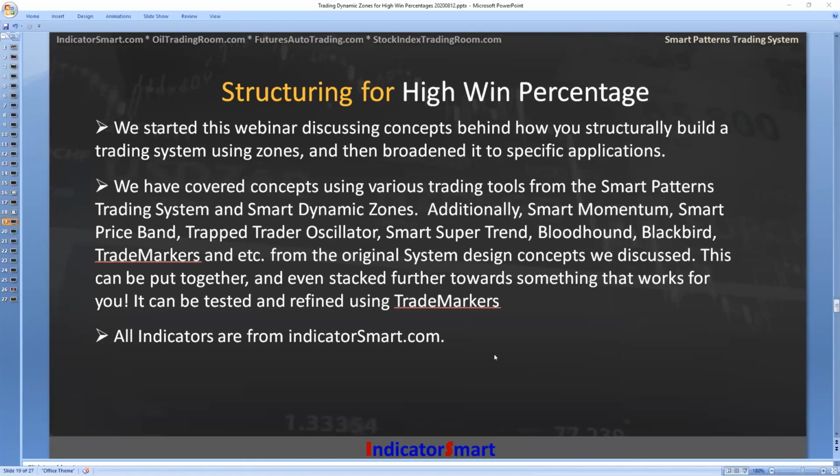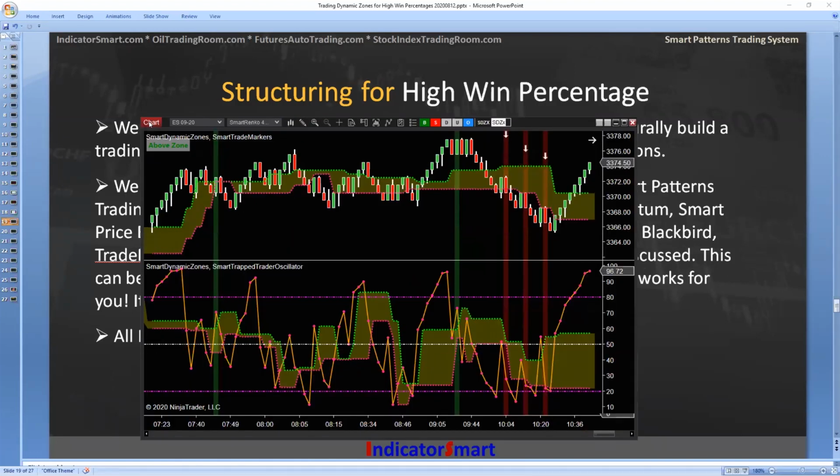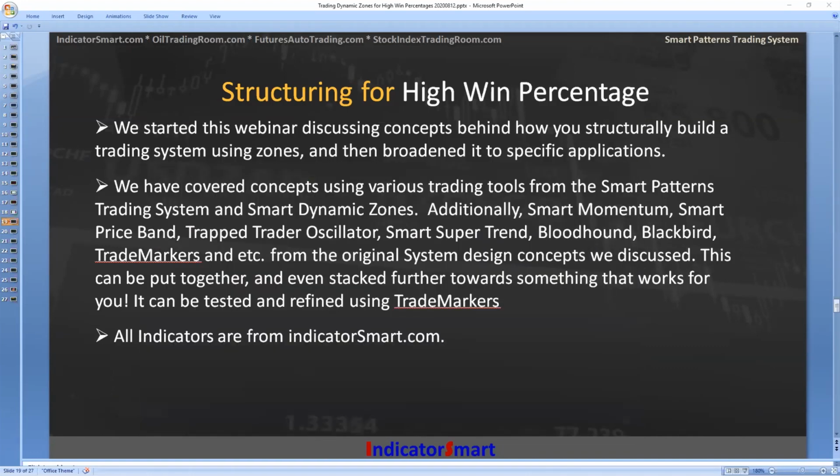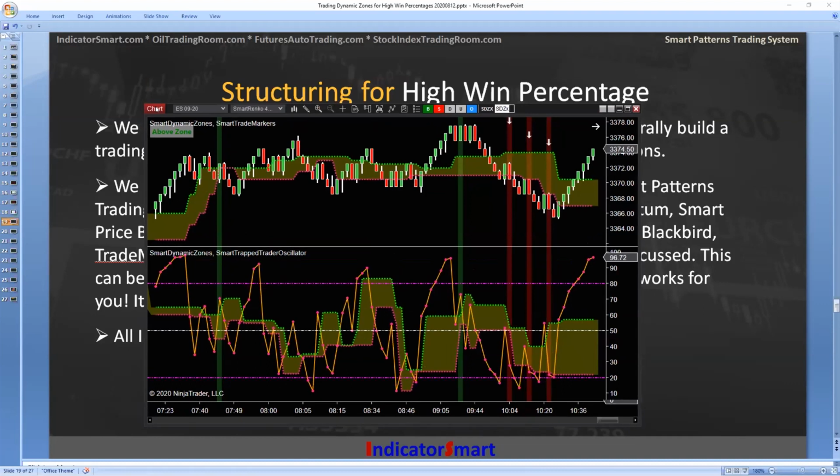The smart breakpoints from IndicatorSmart works in a similar way, but it's taking the outside of the inflection point. And that gives us other really amazing patterns. We've done other webinars on that kind of stuff, but it probably hasn't been presented in as cool a way as this has.